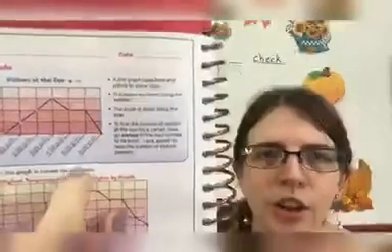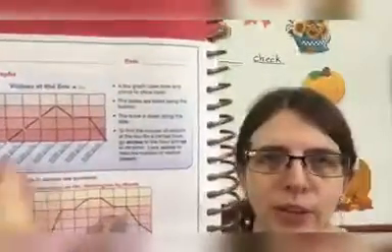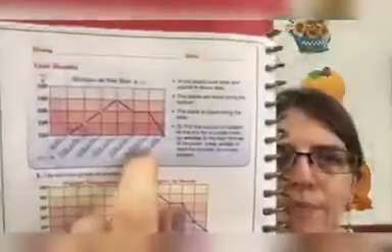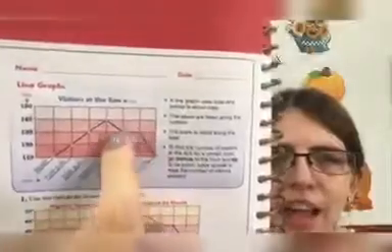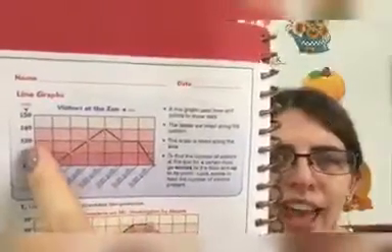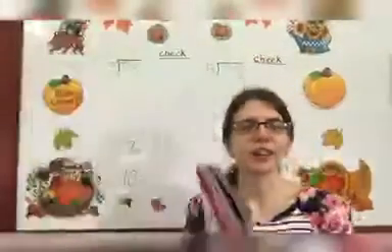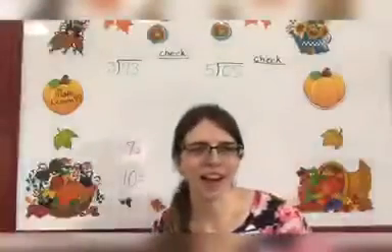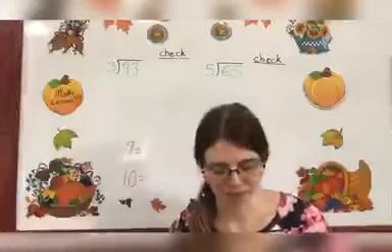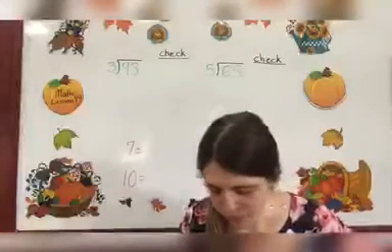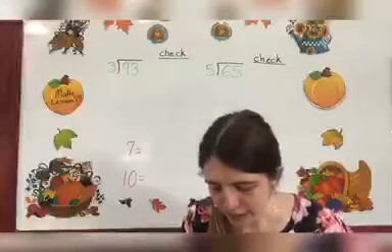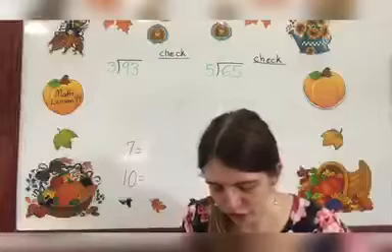If I want to know 5 p.m., I go across to 5 p.m., then I go up to where the point is. The point is right here on this line. Well, that is again 130. So 130 people were there at 5 p.m. Okay, let's look now at the line graph on your paper. It says use the line graph to answer the questions.